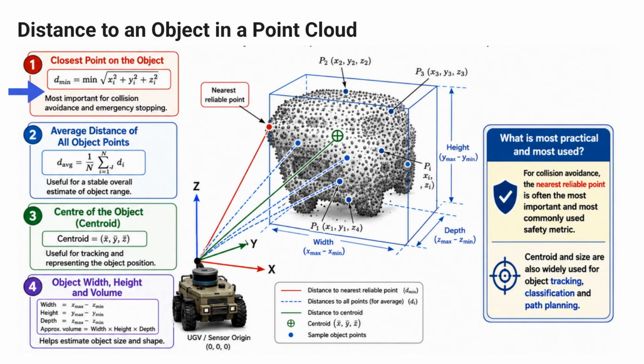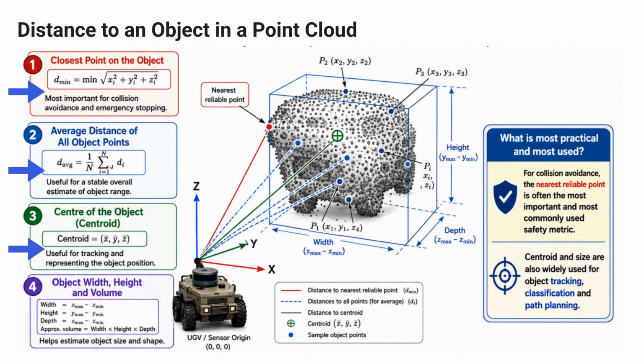First, it can find the closest point on the object. This is the nearest reliable point to the unmanned ground vehicle and is the most important value for collision avoidance and emergency stopping. Second, it can calculate the average distance of all object points, which gives a more stable estimate of the object's overall range.